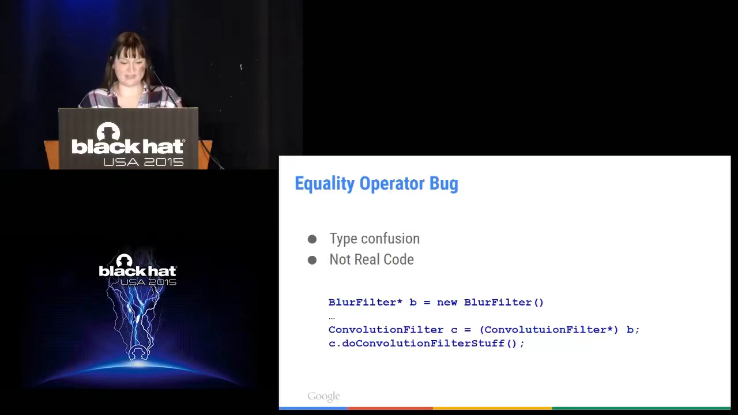And just to give a feeling of what's happening here, this is pseudocode for the VM. Basically, it's taking a blur filter and casting it to a convolution filter. So this can often mean that integers are confused with pointers, pointers are confused with integers. It's actually a fairly bad bug.